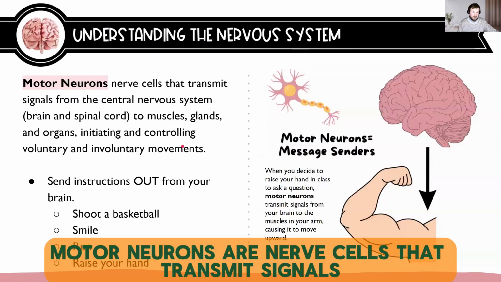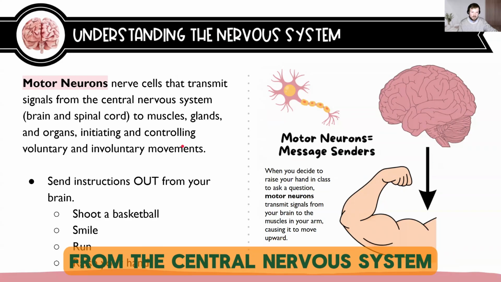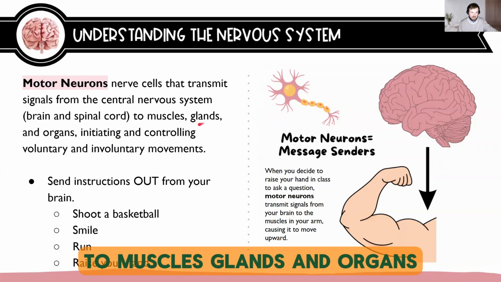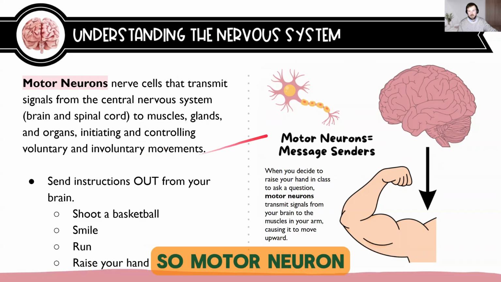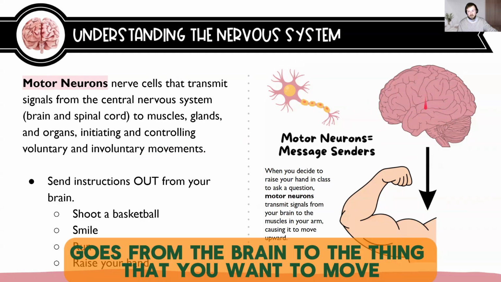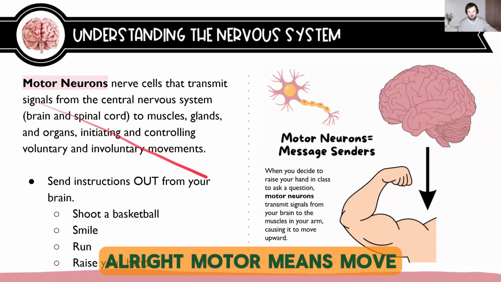Motor neurons are nerve cells that transmit signals from the central nervous system to muscles, glands, and organs, initiating and controlling voluntary and involuntary movements. So a motor neuron goes from the brain to the thing that you want to move. All right, motor means move.